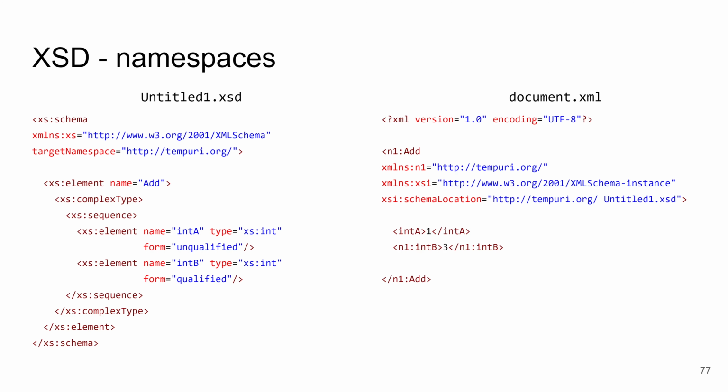And this is just to show you how a definition of an element with the unqualified form looks like and how it is then used in the XML document. So here int A has unqualified form, which means that it doesn't belong to any namespace, and therefore in the instance it is used without any namespace.